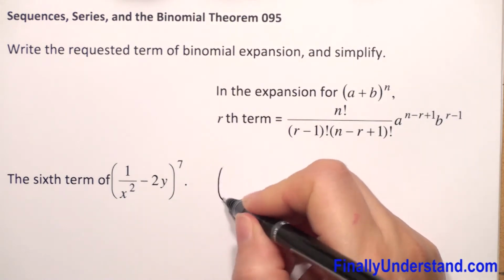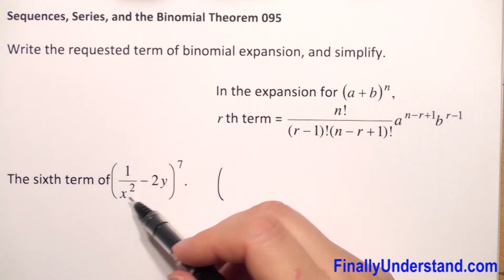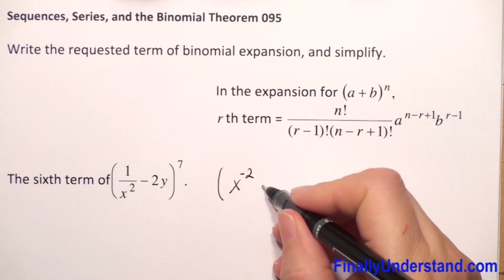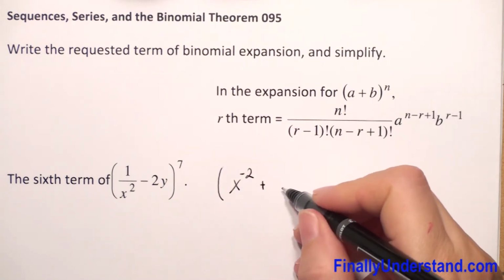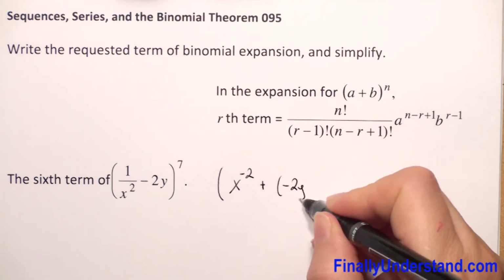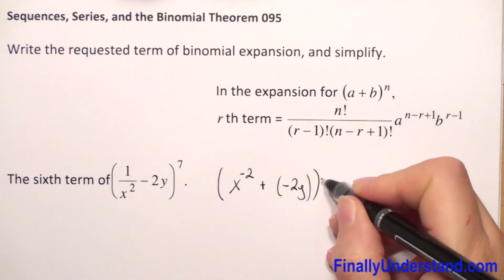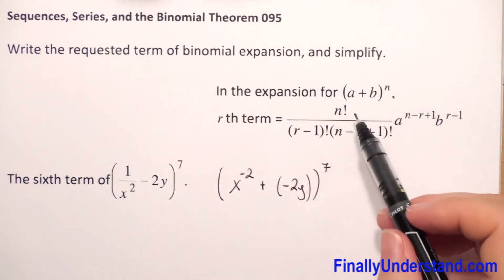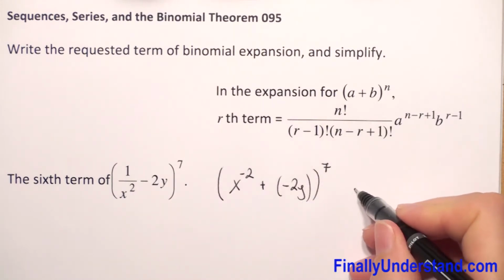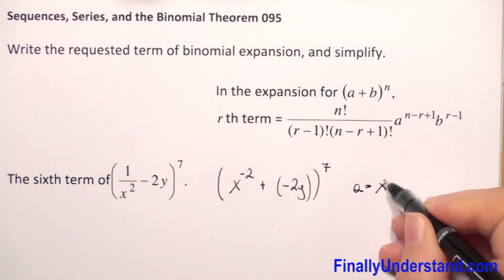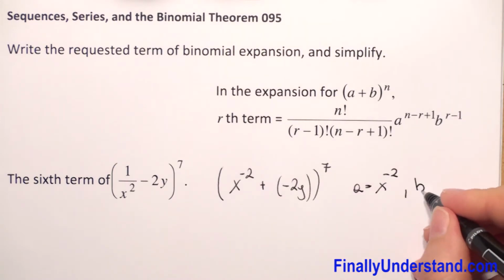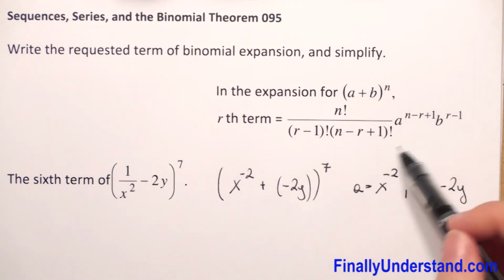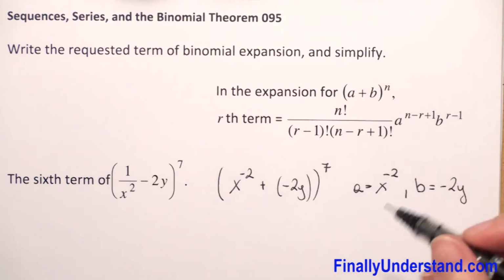So it will be x squared, 1 over x squared. We can rewrite that as x to the power negative 2, and we have plus negative 2y. I didn't change anything, I only rewrote our binomial to this form. Now we see that a is x to the negative 2, b is equal to negative 2y, so it will be very easy to substitute into this formula.